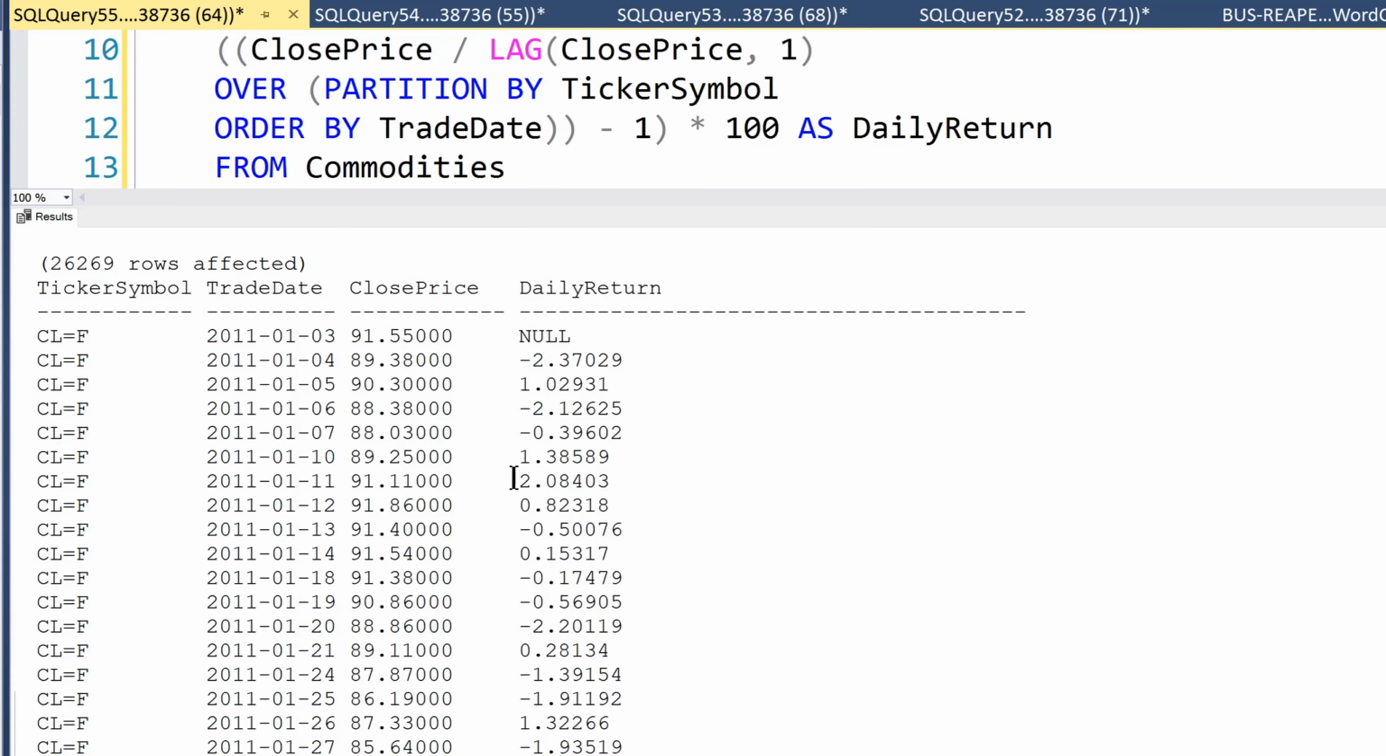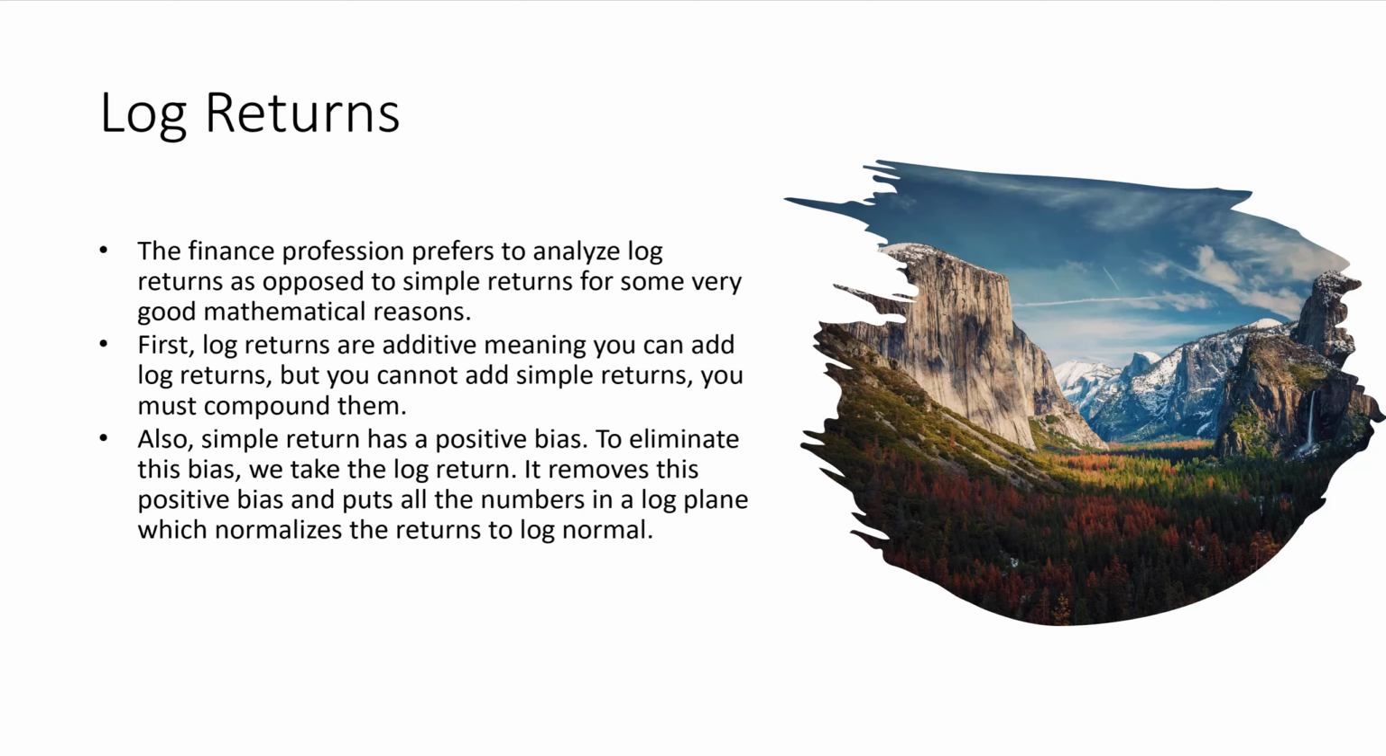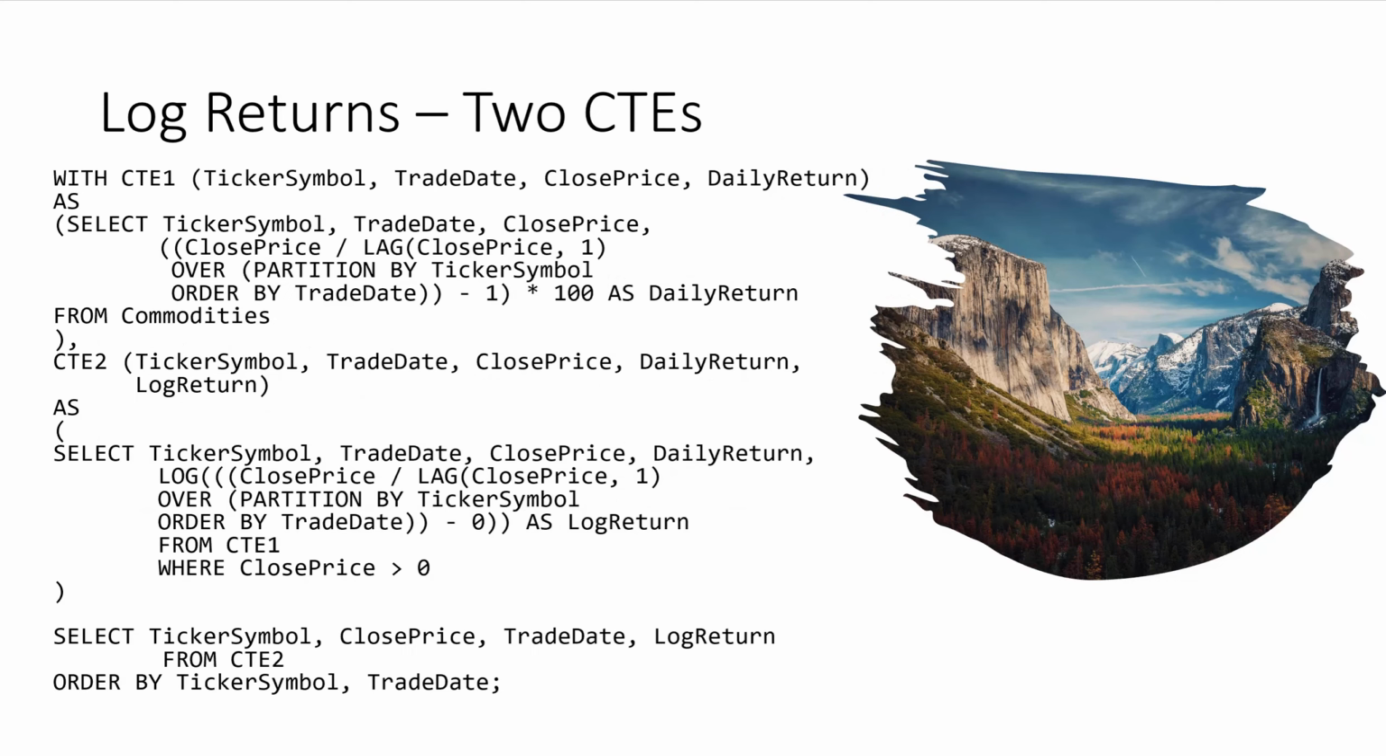The next query is going to deal with log returns. So hearkening back to middle school math, logarithms are used, and the finance profession loves log returns as opposed to simple returns. First, log returns are additive, meaning you can add log returns, but you can't add simple returns. You have to compound them. Also, simple return has a positive bias. So we calculate and analyze log returns to eliminate this bias.